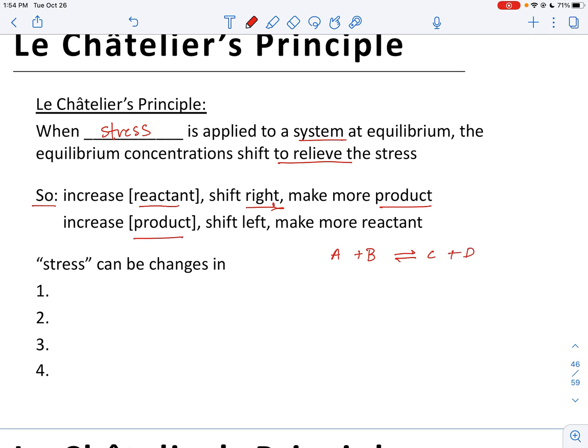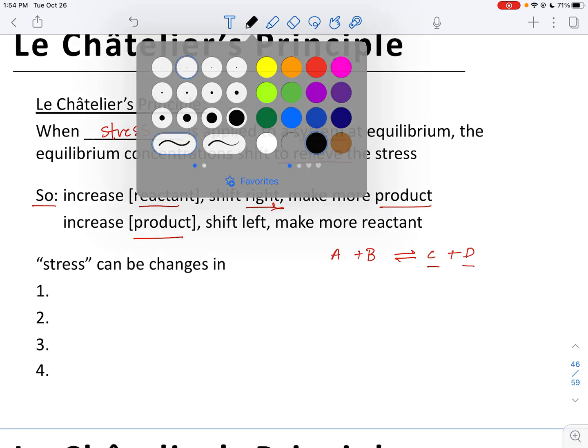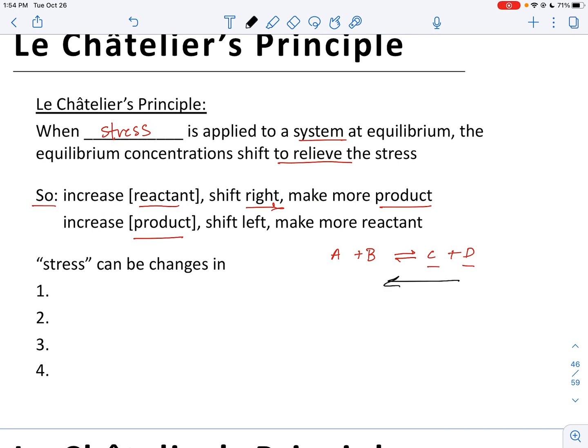If we increase the concentration of a product like C or D, because we can go to that side, we can play around with those, not just the reactants, we could change our product concentrations too. That would cause a shift back, I'm going to use a different color, to the left, to make more reactant, okay? So it causes a shift so that we relieve the stress that is added.